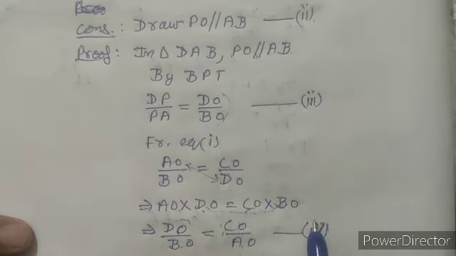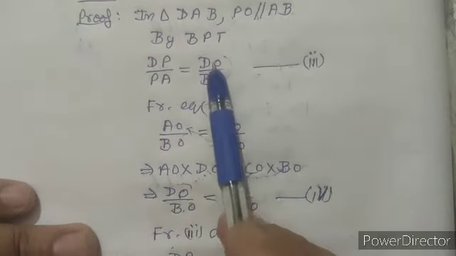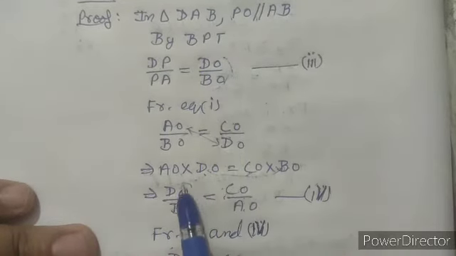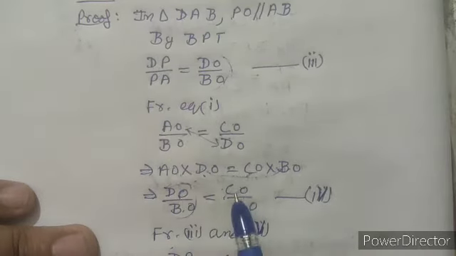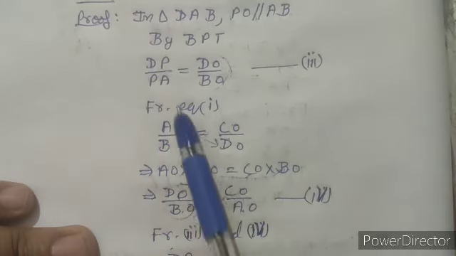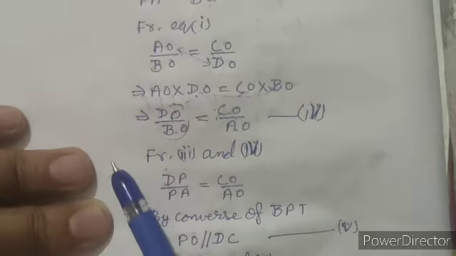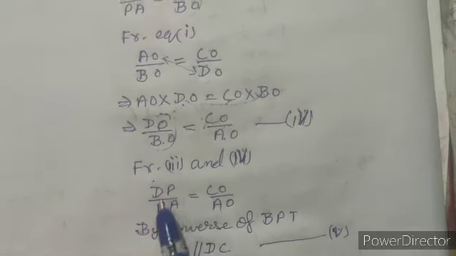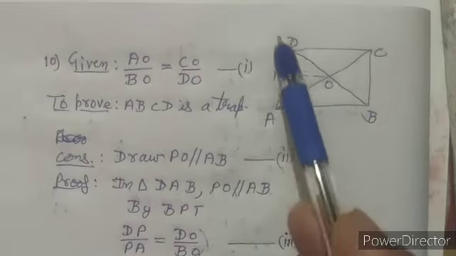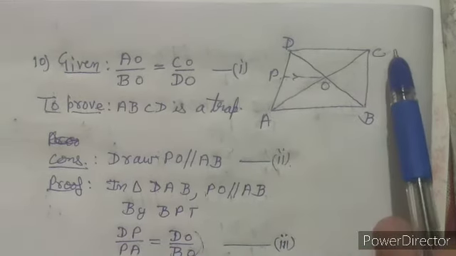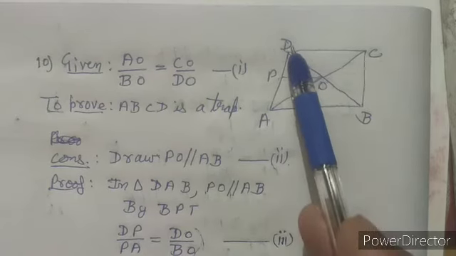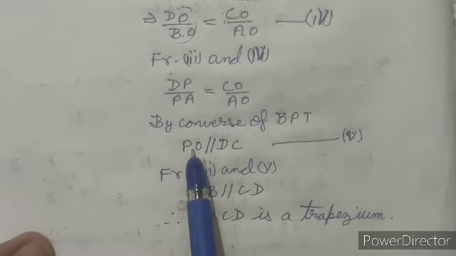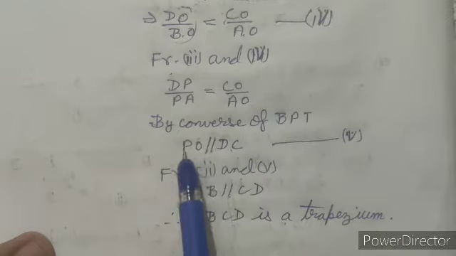Now from third and fourth equation, we see that DO upon BO is present in both of these equations, and this one is equal to DP upon PA and CO upon AO. So DP upon PA will be equal to CO upon AO. Now if DP upon PA is equal to CO upon AO, then by converse of BPT we can say that PO is parallel to DC or DC is parallel to PO.